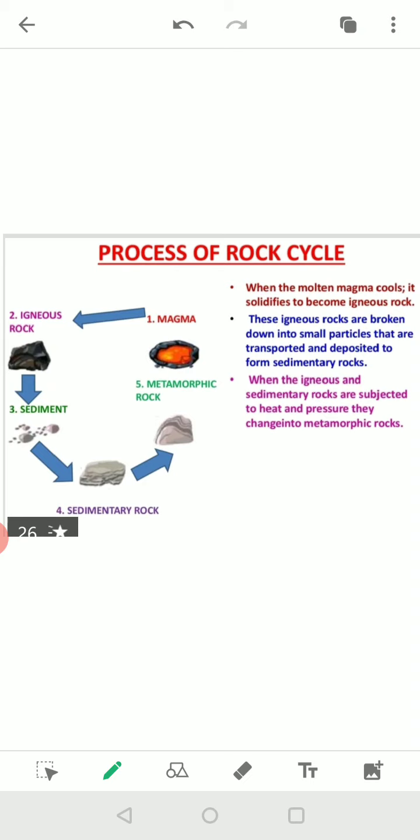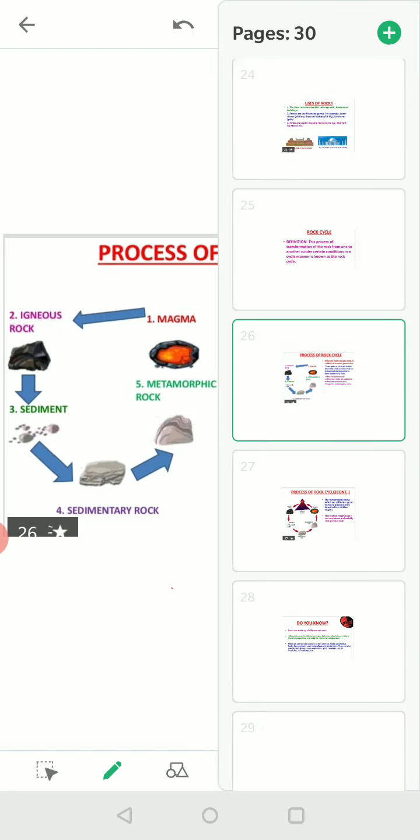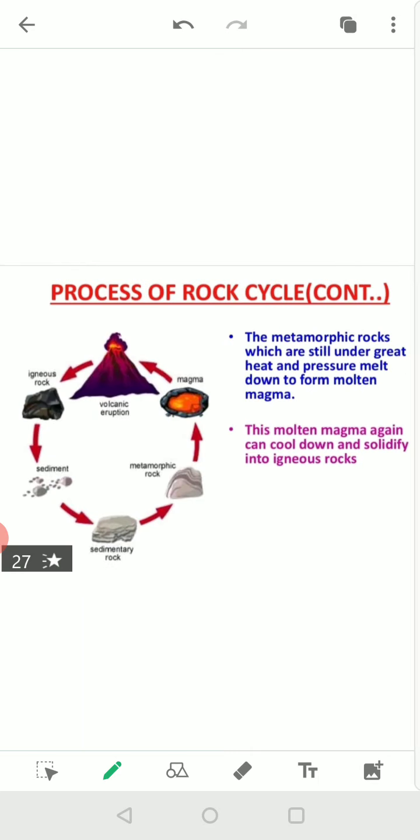These rocks are broken down into small particles. Then they get broken down into very small particles that are transported and deposited to form sedimentary rock. Now, when the igneous and sedimentary rocks are subjected to heat and pressure, they change into some other form that we have already discussed, that is metamorphic rock.